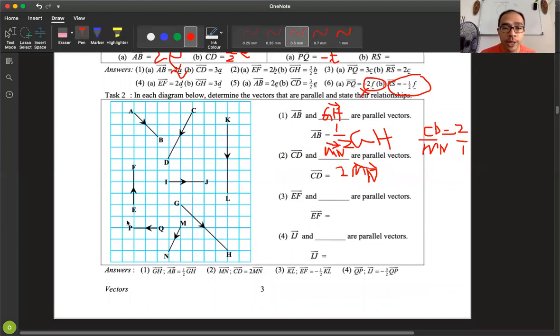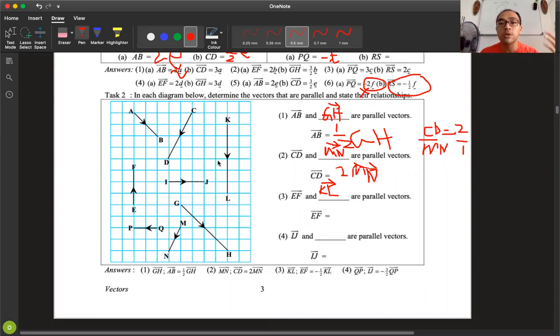Number three is EF. This is very obvious. 3 squares up, but KL is this one: 1, 2, 3, 4, 5, 6. So first thing is EF and KL are parallel vectors. Are they equal? No, they're not equal, because their directions are not the same.